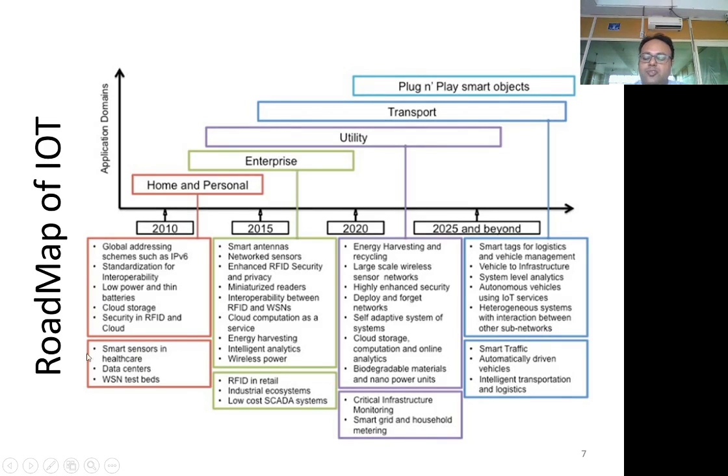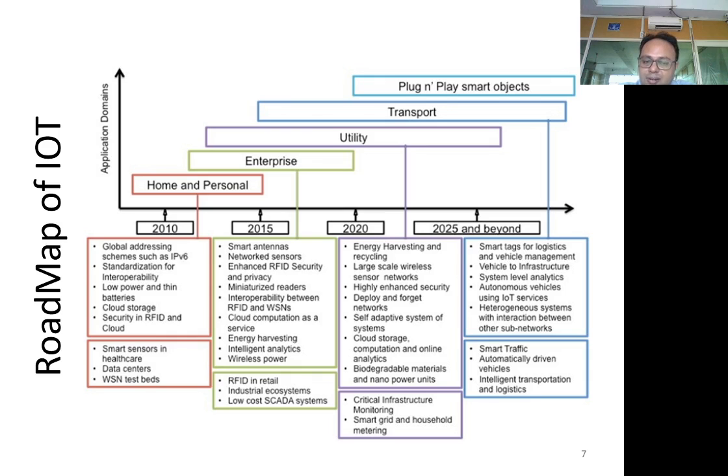Before 2010, it was basically used for home and personal use, and at a later stage, beyond 2010, the use of this concept was adopted by the enterprise level for different purposes. Especially they were using RFID for security and privacy purposes, and for many other usages, right? Apart from this, during 2015 to 20, it was also adopted for utility purposes, and many other applications were introduced, especially in the energy, harvesting and recycling sector.